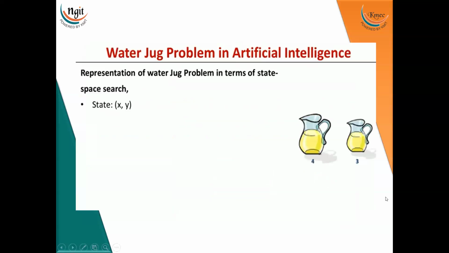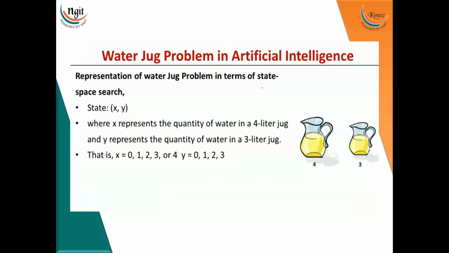Here, any problem that we discuss with AI should be represented in the form of a state space search. Hope you remember that in the last class we discussed state space search. So any problem in artificial intelligence, we are going to represent in the form of a state space and search. So here, what are the states? States are nothing but X and Y, where X represents the quantity of water in the 4 liter jug and Y represents the quantity of water in the 3 liter jug.